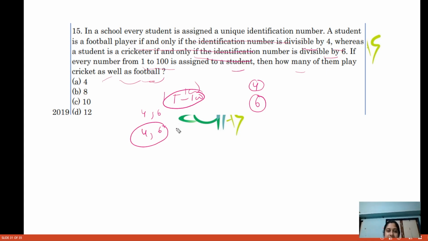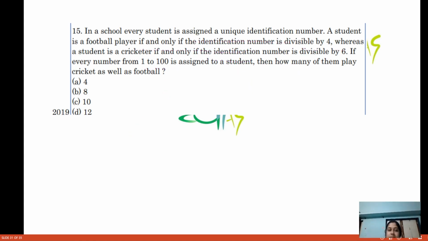So let's say हमको 12 मिल जाता है ना, हमको 24 मिल जाता है। ओके, हमको we will get many numbers like this. So basically what we have to do here, one thing that we can do here is we can take LCM of 4 and 6, and उससे जितने number between 1 to 100 divisible हो, that numbers we can say, okay, so that many players.